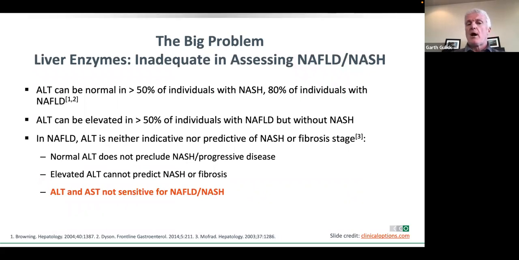NASH is your patients often don't have elevated liver tests. So the ALT and AST are not sensitive for catching this. And 50% of people with actual disease and 80% of people with fat in their liver are going to have normal liver tests.